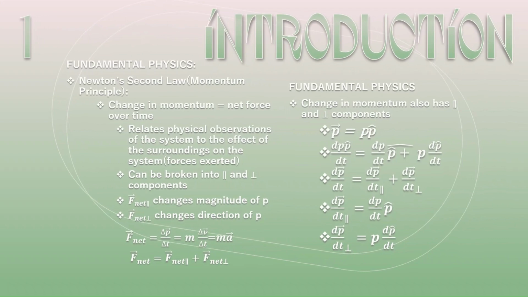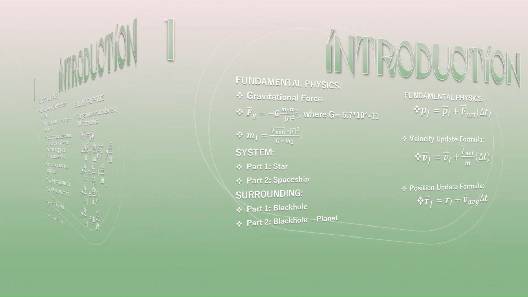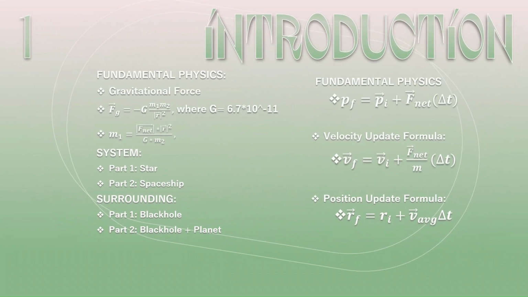The gravitational force between two objects is equal to the universal gravitational constant, given by 6.7 times 10^-11, times the masses of the two objects divided by the squared distance between the objects. To find the mass of the black hole, the gravitational force formula can be rearranged so that m1 is equal to net force times the distance squared divided by the gravitational constant times the mass of object 2.